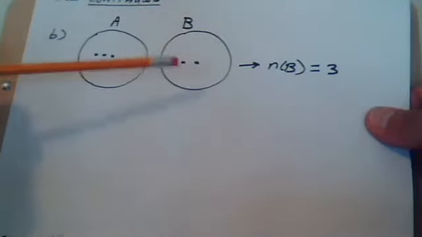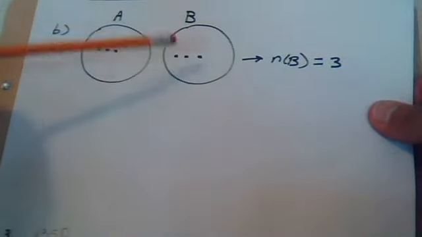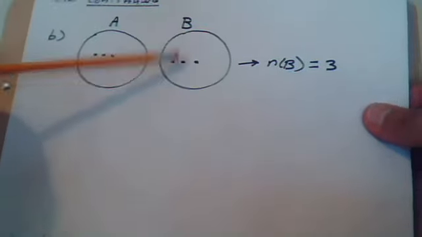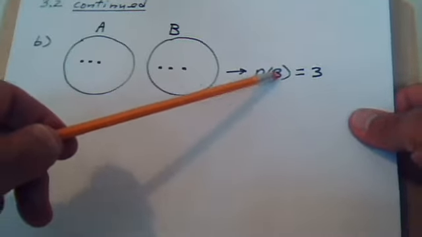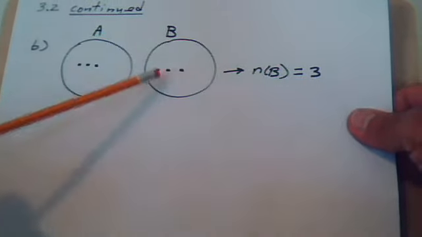Now, for the B part, if they're not overlapping, the only number of members that B can have is 3. That's if they're not overlapping.